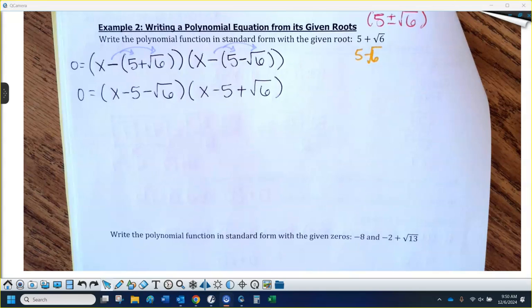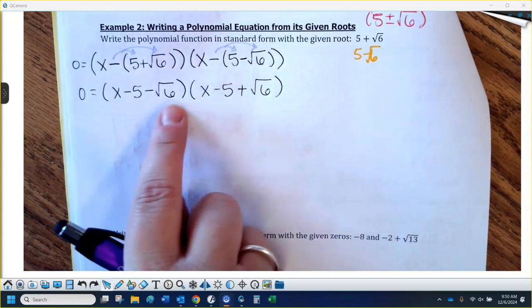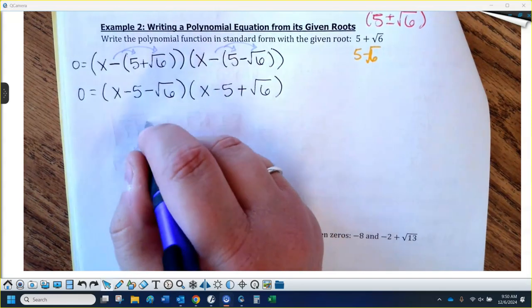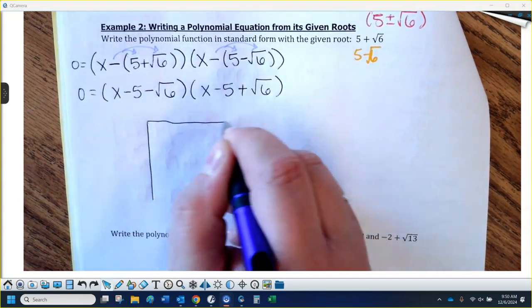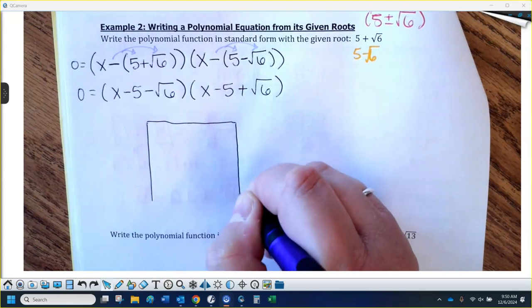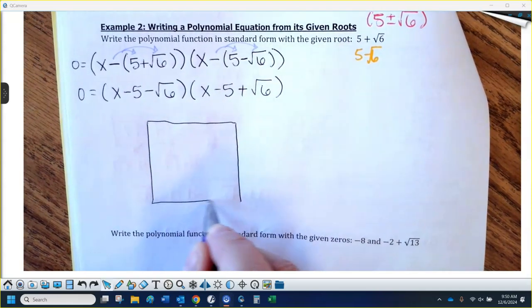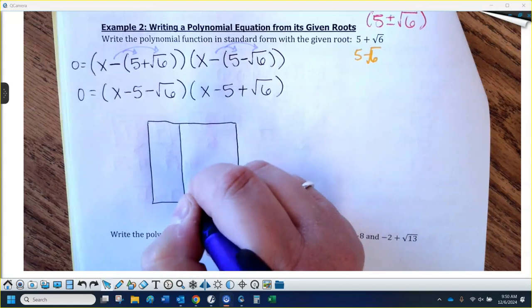Now, if you want to do kind of like a modified FOIL, like a FOIL on steroids, it would be triple distributive property. X times everything, -5 times everything, and negative square root of 6 times everything. What I do always on these questions is I draw myself a box. I've got 3 terms and 3 terms, even if you don't like to do a box. And I'm going to show you why I do a box in a second here. So I'm just going to draw like 3 rows, 3 columns for my box.